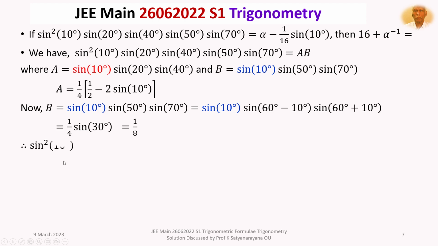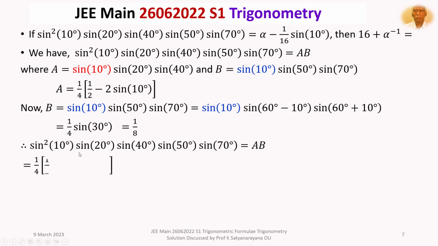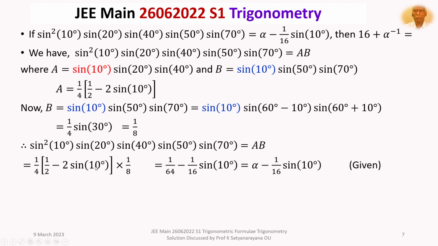The question is sine square 10 degrees into sine 20, sine 40, sine 50, sine 70 is equal to A into B. A value we know. A is equal to 1/4 from here. 1/4 into 1/2 minus 2 sine 10 degrees into B. B is 1/8. And multiply, we will get 1/64 minus 1/16. Yes. 1/8 into 1/4, 1/32 into 2, that is 1/16. So 1/64 minus 1/16 sine 10 degrees.